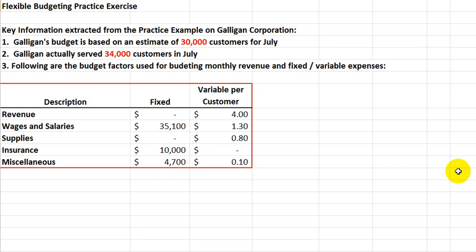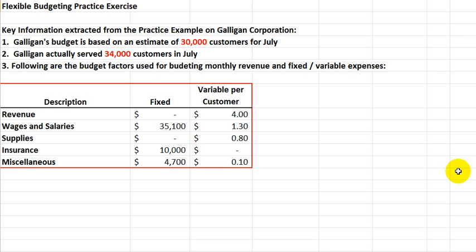Now, for our practice exercise, we're using the one that has been provided to you via a PDF document on the Galligan Corporation. Galligan bases its budgets on the activity measure for customers served. In their July operations, they planned in their original budget to serve 30,000 customers, but they actually served 34,000 customers during that month of July.